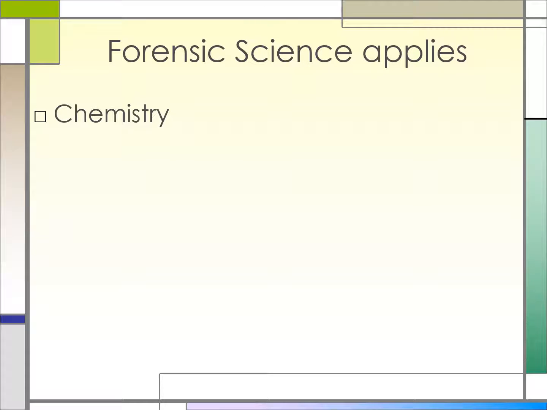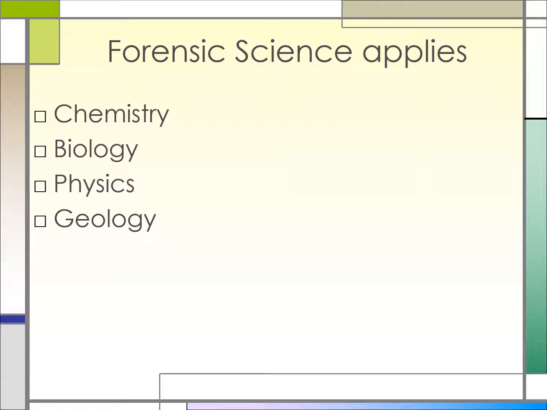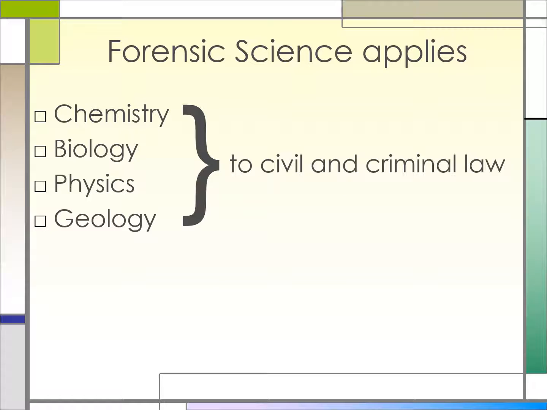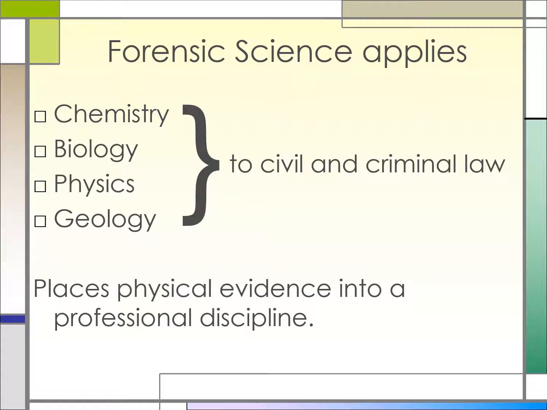Forensic science applies to many sciences like chemistry, biology, physics, and geology. And all these are tied into both civil and criminal law. And it places physical evidence into a professional discipline.